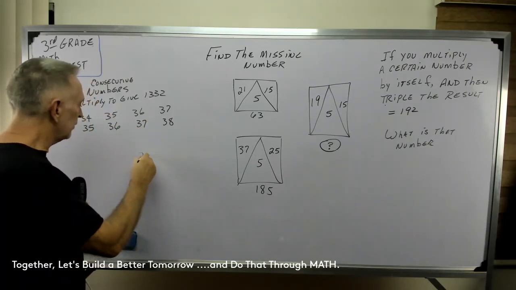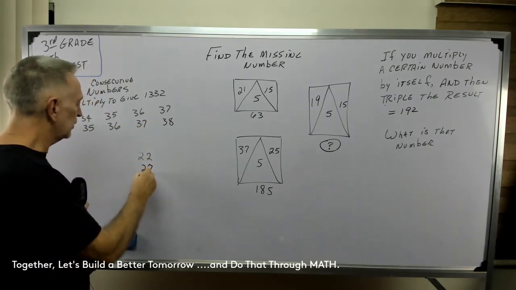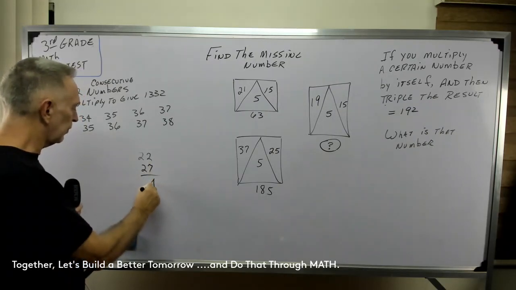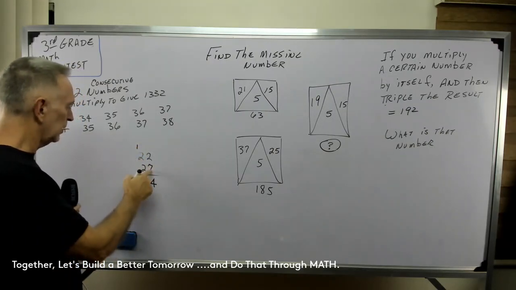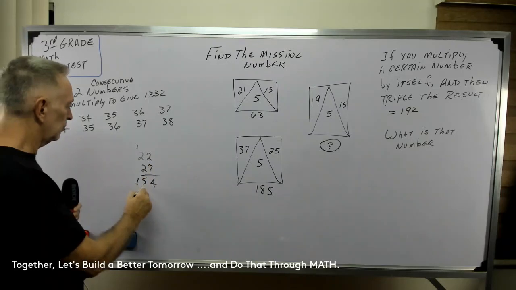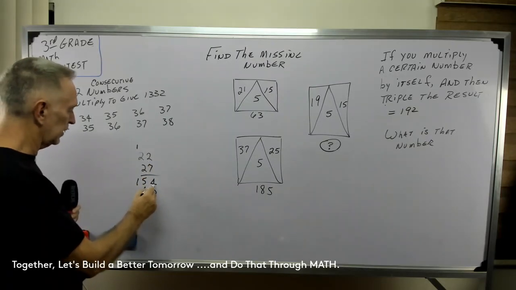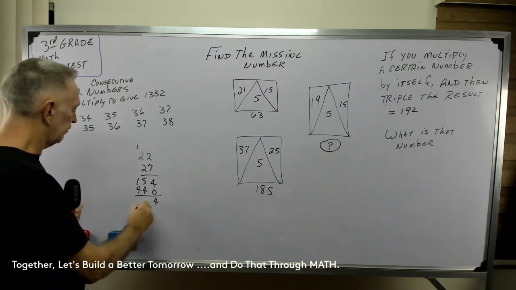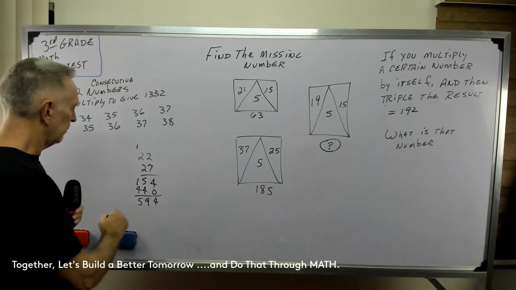Okay, if I have the numbers 22 times 27, let's say. 7 times 2 is 14 with the 1 is 15. Okay, 2 times 2 is 4. Bring down a 0, and then 2 times 2 is 4. So I add that together, I get 495.